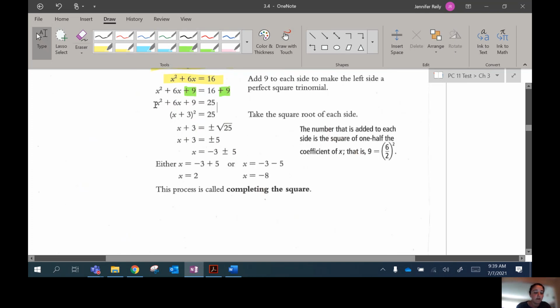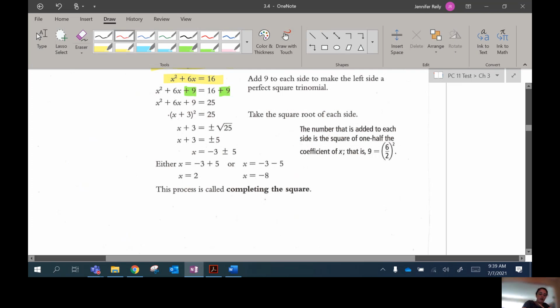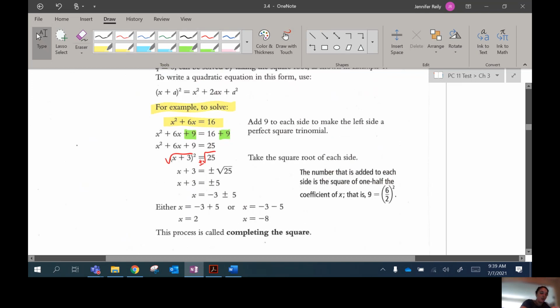So notice here, once it's a perfect square trinomial, we can factor it. Two things that multiply to 9 and add to 6 are 3 and 3. So it would factor to x plus 3 times x plus 3, or x plus 3 squared. And then we would take the square root of both sides and have the plus or minus. And so we'd be simply left with x plus 3 is plus or minus the square root of 25, and then we can solve from there. The key to know is this is called completing the square.